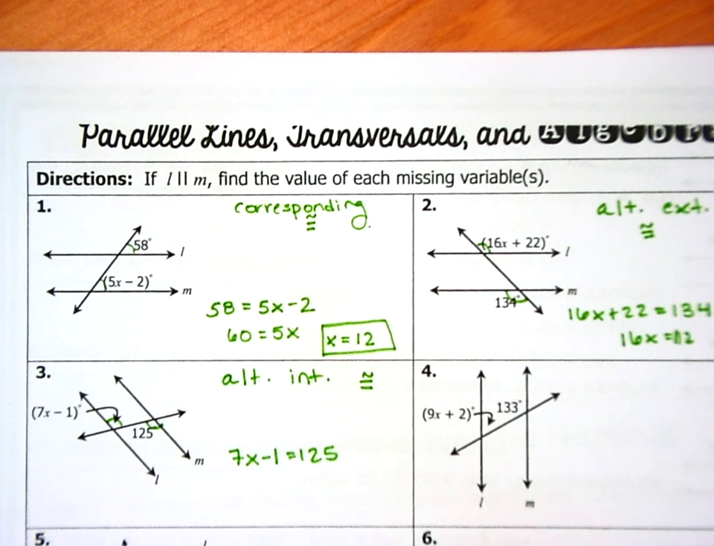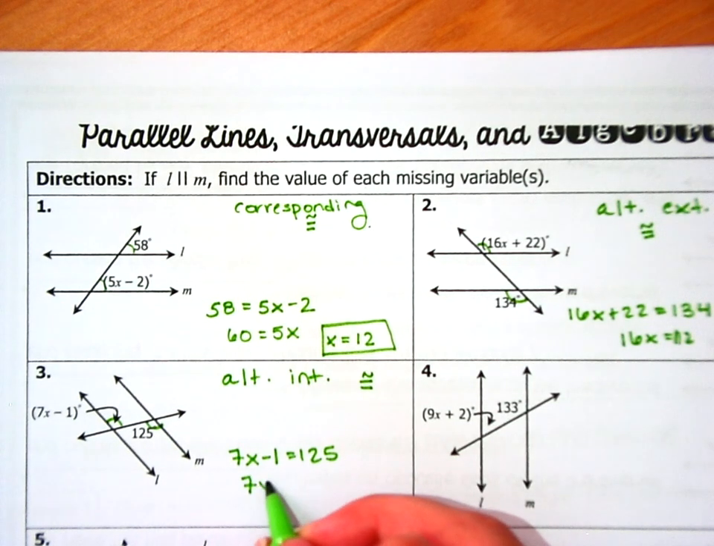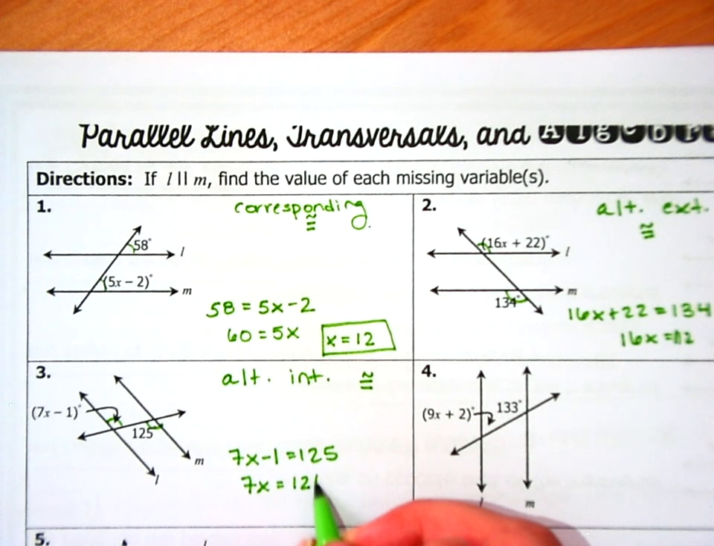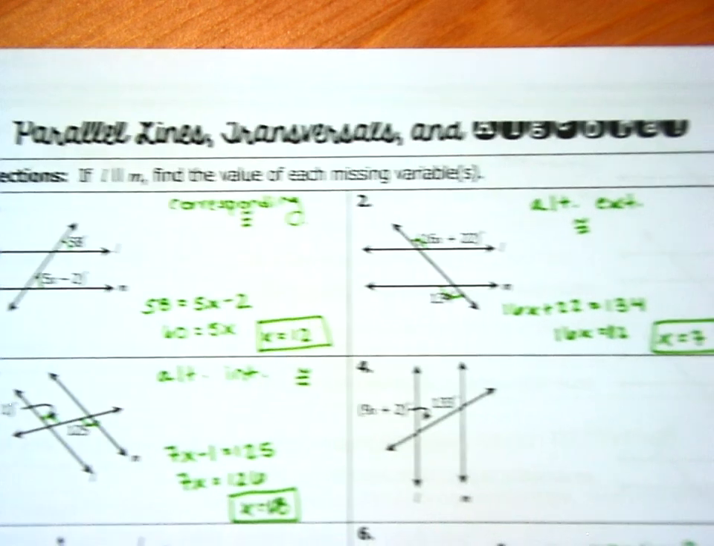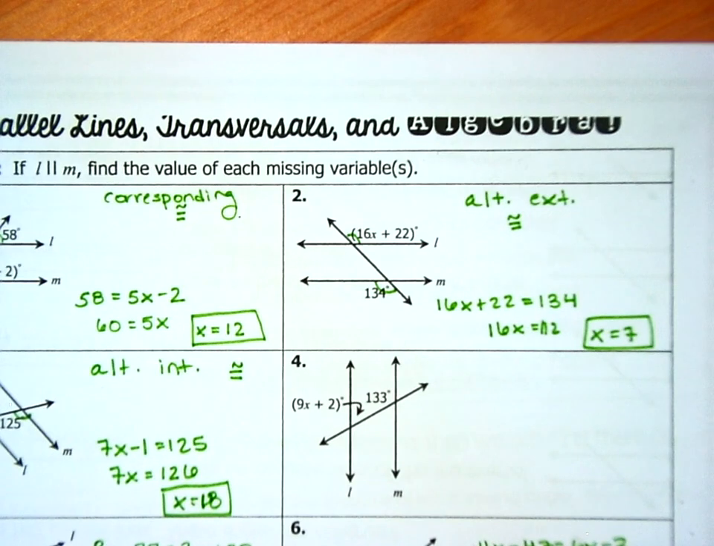and solve for x. Add 1 to both sides. And in my calculator, I'm going to do 126 divided by 7. X equals 18. It's a funky 18 right there. All right, last ones that I'm going to do step by step, and that's number 4.